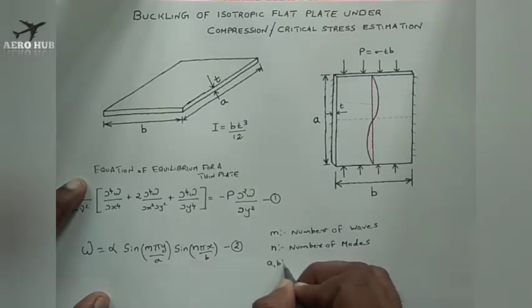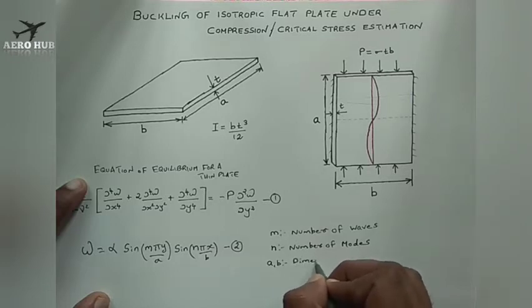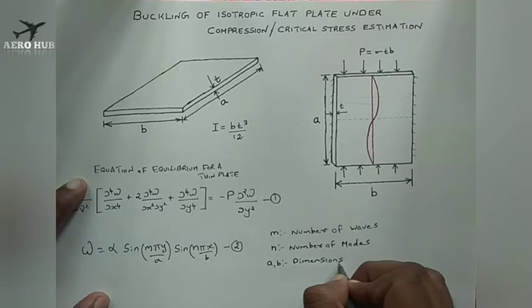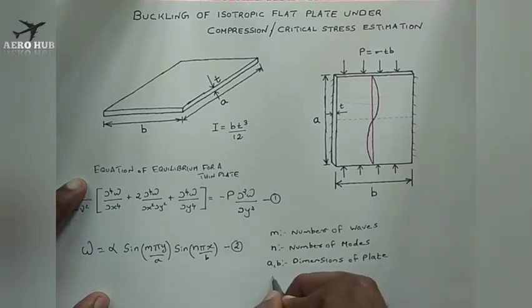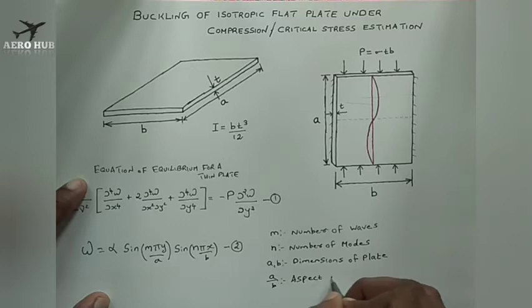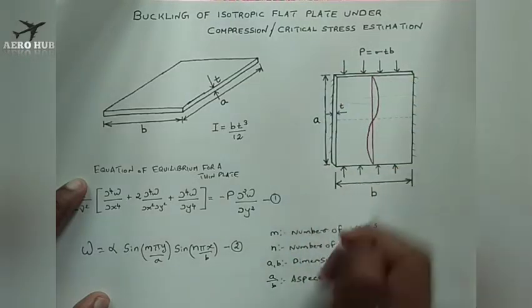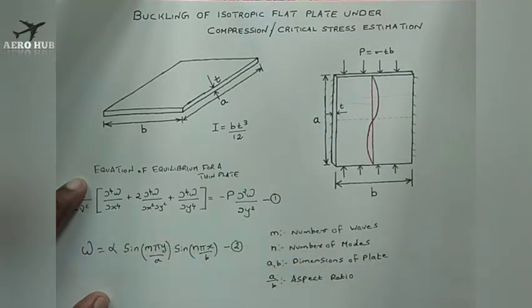The terms A and B are the dimensions of the plate, and the ratio A by B is called the aspect ratio of the plate. You have to understand that A is the longer side and B is the shorter side. And finally, alpha is a constant here.